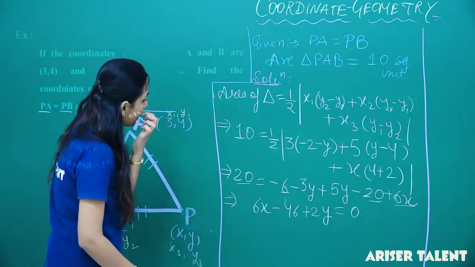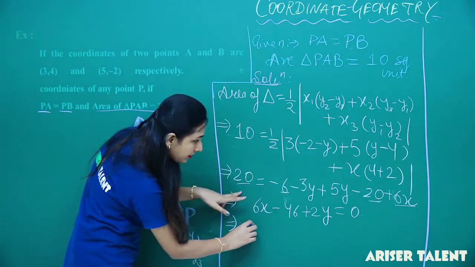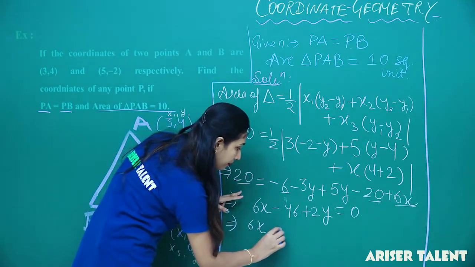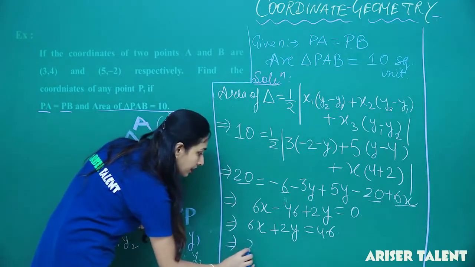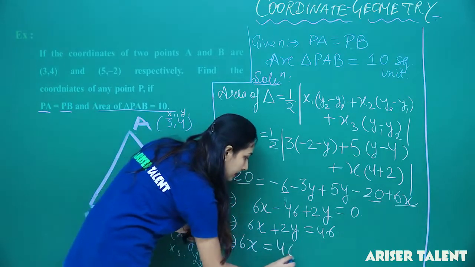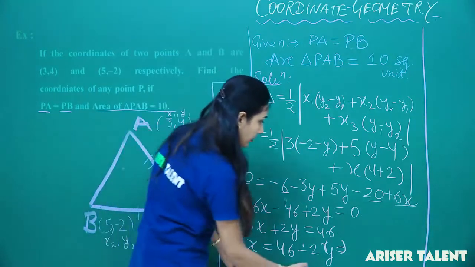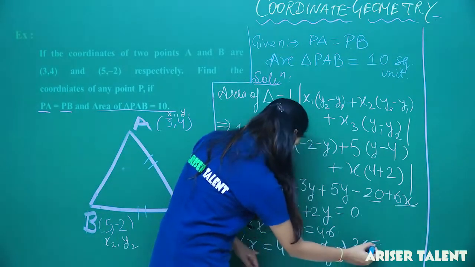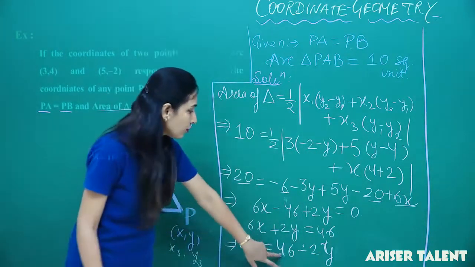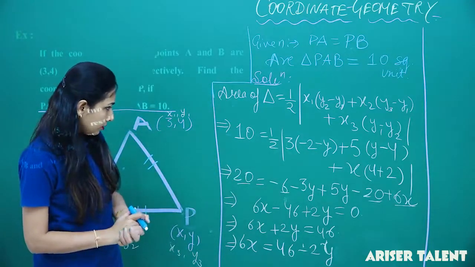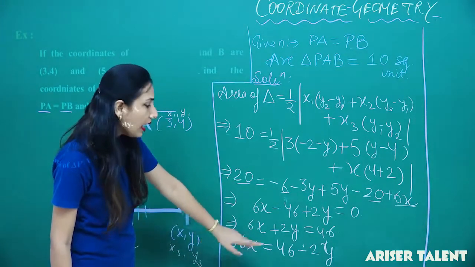Alright students, so what can I have here? 6x plus 2y equals 46. So 6x equals 46 minus 2y, or let it be like 6x equals 46 minus 2y. Okay, so we can have it in terms of y. Either way you can do that.